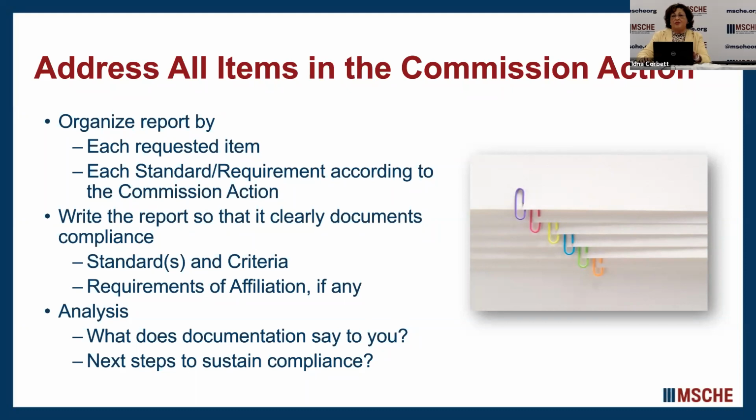You should write the report so that it clearly documents compliance with the standards and compliance with the criteria. It is not recommended that you go criterion by criterion by criterion. You want to demonstrate compliance not only with the criteria, but also compliance with the standard. You want to demonstrate compliance with the requirement of affiliation. Some requirements of affiliation are very closely related with a standard. You want to make sure that there is consistency in your compliance with the two.